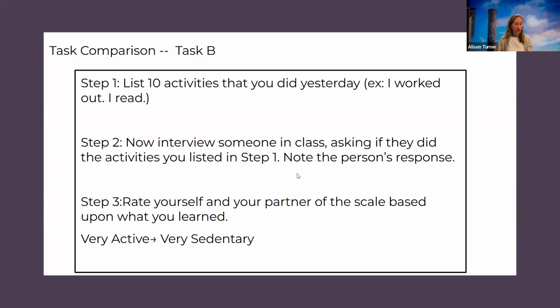Did you go to the grocery store? Did you do laundry? Did you take the dog for a walk? And you note the person's response, and then rate yourself and your partner again on that scale, who's more active and who's more sedentary, based upon the activities that you did, and your partner would do the same thing. So again, it's communicative, right? There's a real purpose in terms of trying to find out how active or sedentary we are as a class. There is expression, there's interpretation and negotiation of meaning.